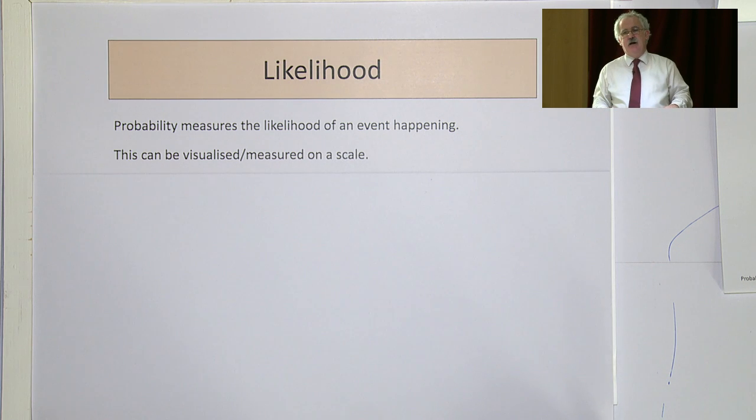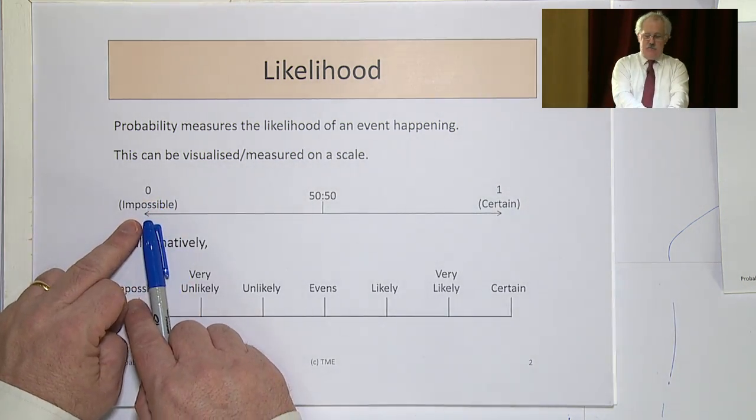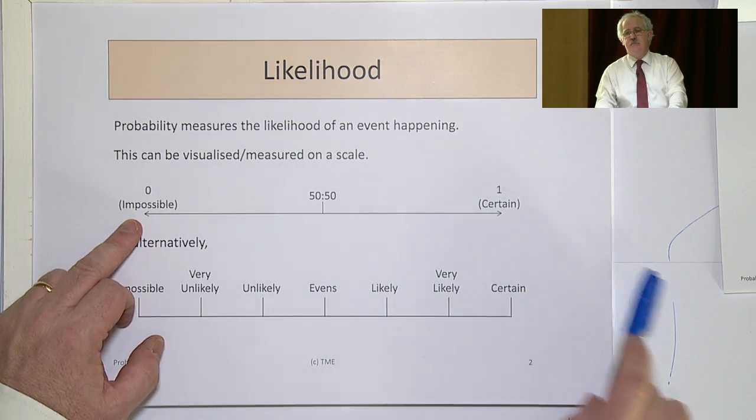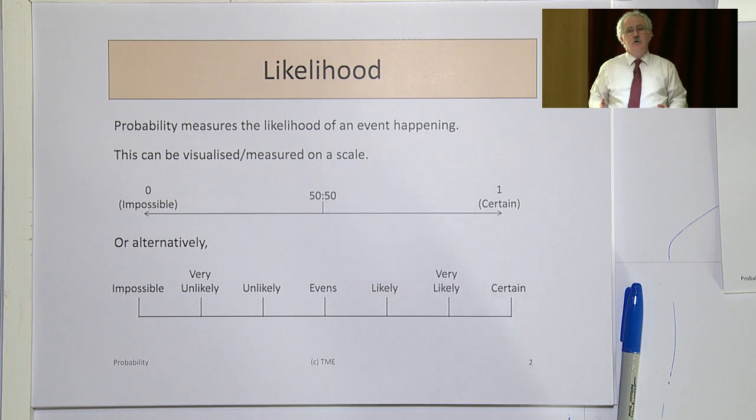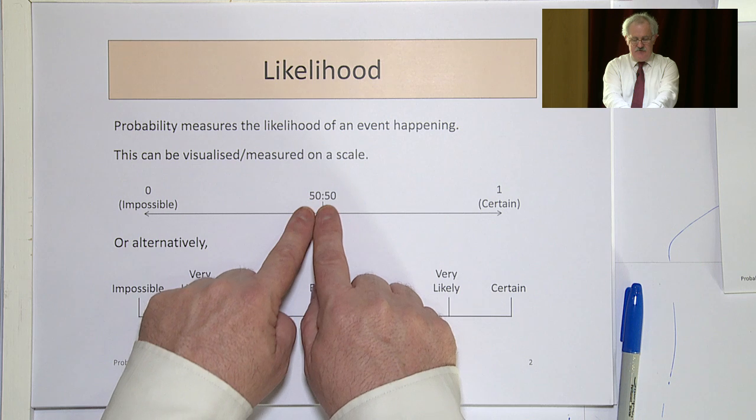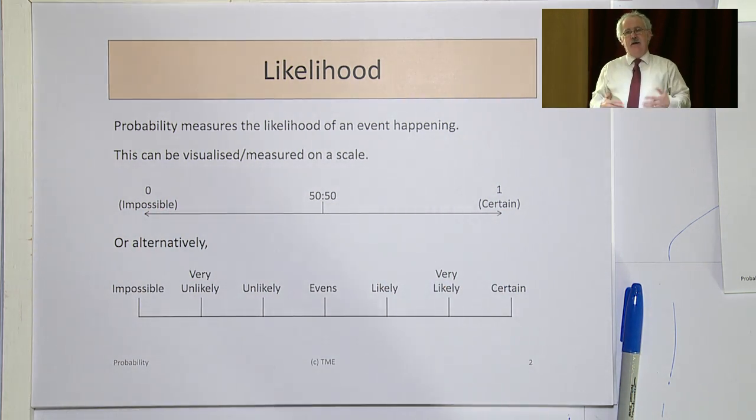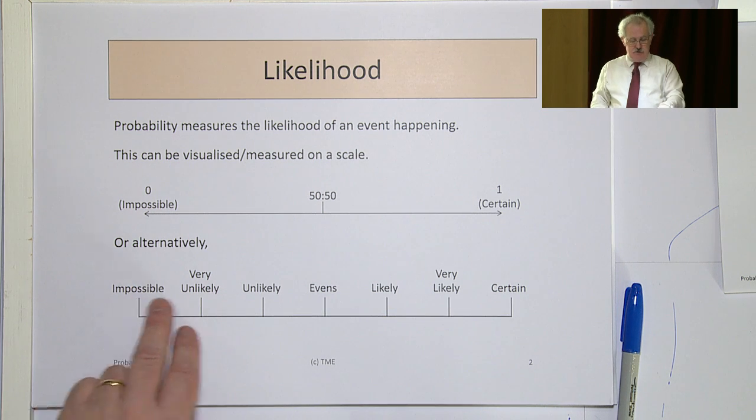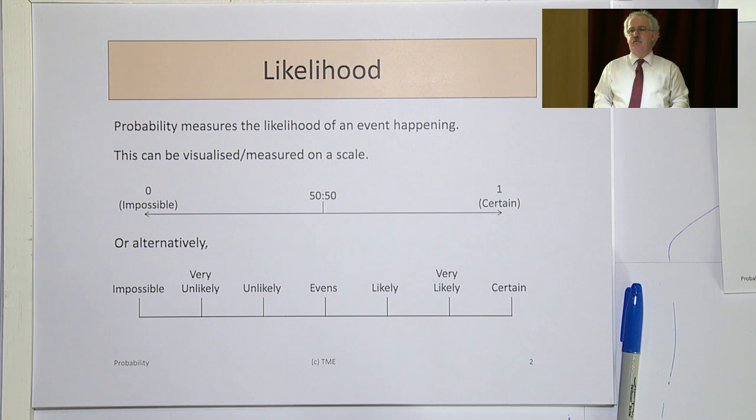And it can be visualized or measured on a scale where 0 means it's impossible that it might happen, and 1 is that it's certain. The one thing about a probability value is that it won't be bigger than 1 or less than 0. It's always measured in this range here. That's the 50-50%, but 0 to 1. In English, you might say impossible, very unlikely, unlikely, all of that stuff up to certain. So we can do this as a good chance of rain tomorrow, or this or that or the other.